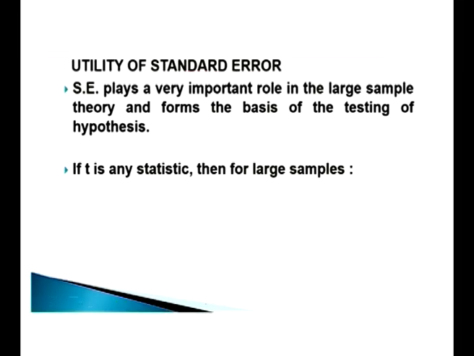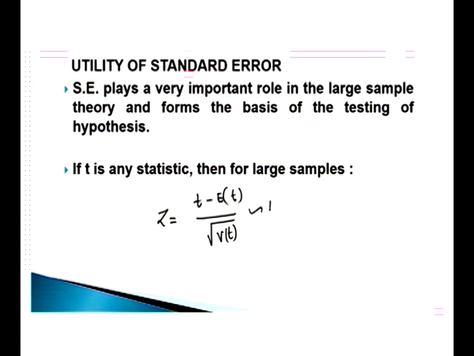If t is any statistic, then for any large samples, Z is equal to t minus E of t divided by root of variance of t, and this follows a standard normal distribution 0, 1. Root of variance of t is nothing but the standard deviation of the statistic, and the standard deviation of the statistic is what is called a standard error, and it is shortly written as SE of t. This is for large samples.